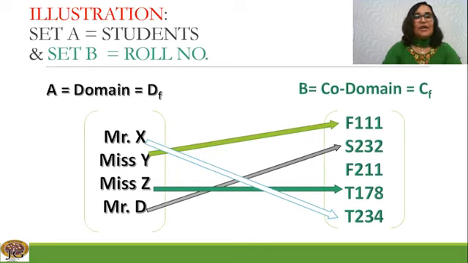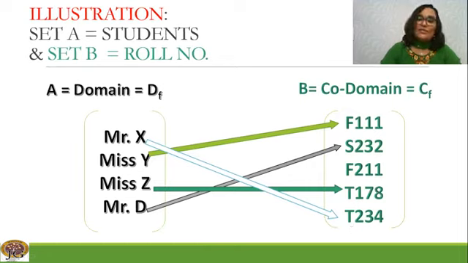Now see, in domain A, that is your DF set, you have 4 students, Mr. X, Miss Y, Miss Z, and Mr. D. And in your codomain set B, that is called CF, you have their roll numbers. How many roll numbers are there? 1, 2, 3, 4, and 5. Look at those arrows. Mr. X. What is the roll number of Mr. X? Come on, quickly look at the arrow. Where's the arrow going from? Mr. X arrow is going from here to here. So what is the roll number of Mr. X? T234, right?